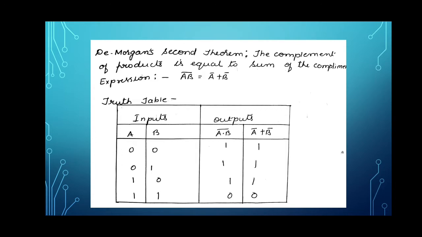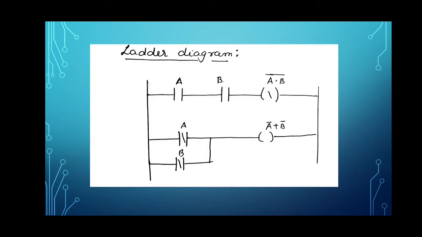Next is De Morgan's second theorem. The complement of products is equal to sum of the complements. So the expression we have written here. Truth table is also written. So here we can go with the ladder diagram.